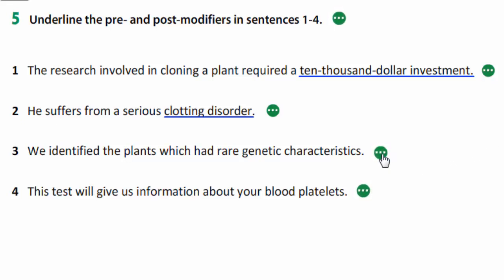Number 3. We identified the plants which had rare genetic characteristics. What kind of plants did we identify? This test will give us information about your blood platelets. What kind of information will the test give us?